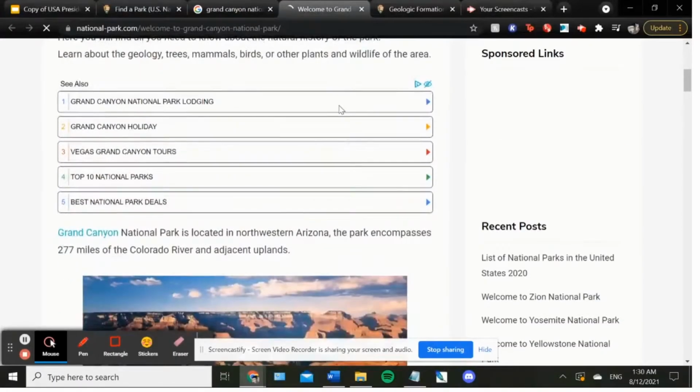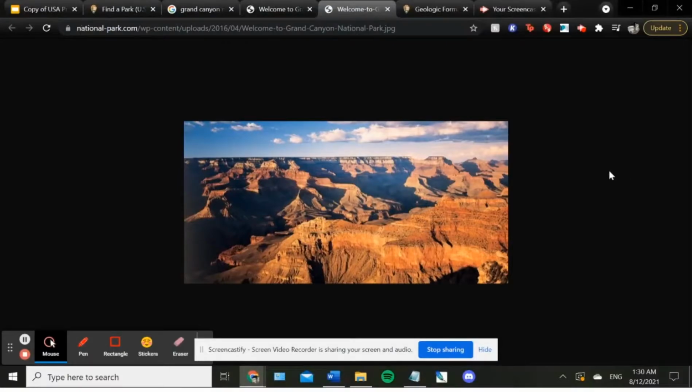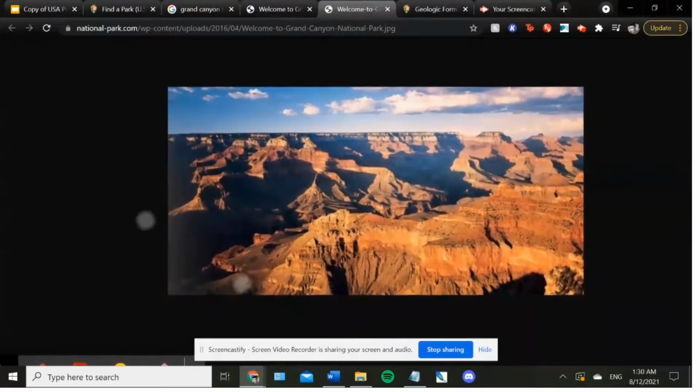These national parks, especially this one, have a really, really, really rich geologic history. Years and years and years. Rock layering, erosion.